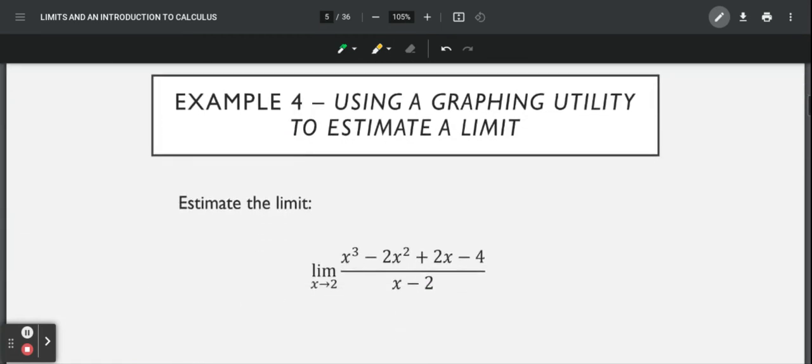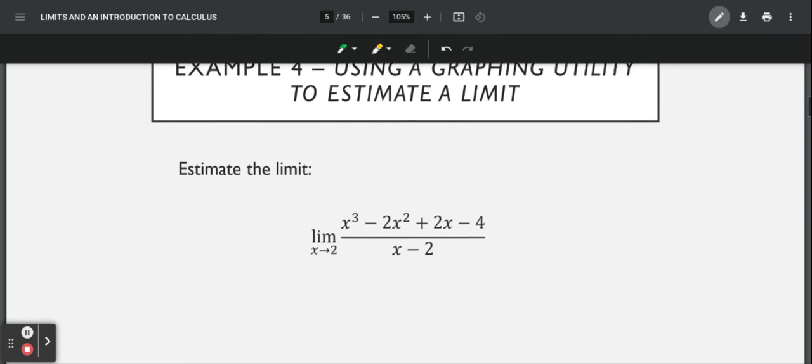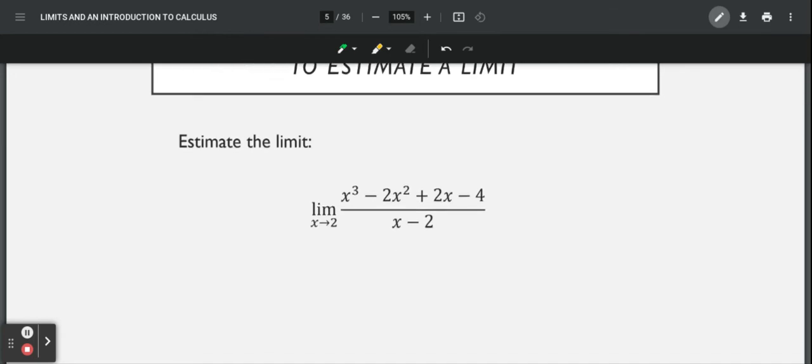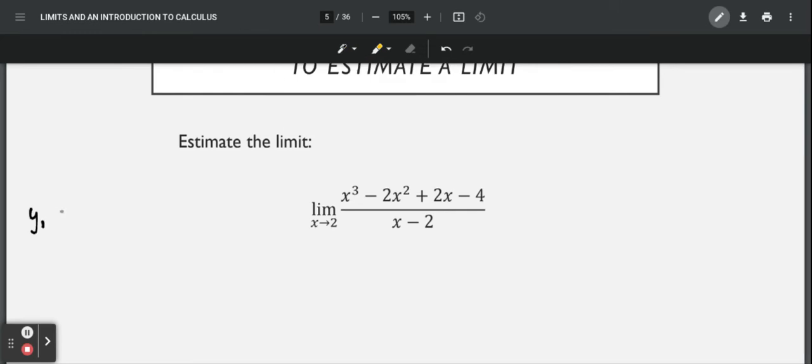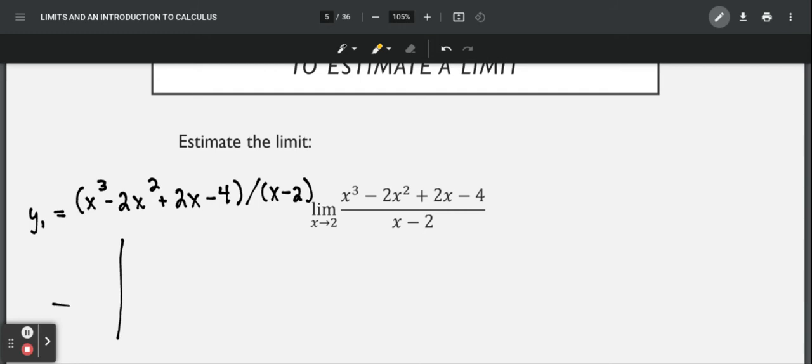This next one, use a graphing utility to estimate the limit. So here's what I want you to do. In your y equals, in your y1, you're going to graph in a parenthesis for your numerator, x cubed minus 2x squared plus 2x minus 4, close that parenthesis, and then divide that by x minus 2, and put that in a parenthesis as well. As we look at this graph, most likely you see that we have a parabola that looks like this, right?